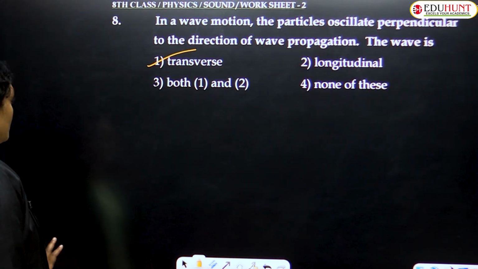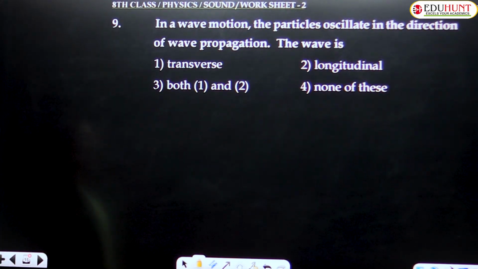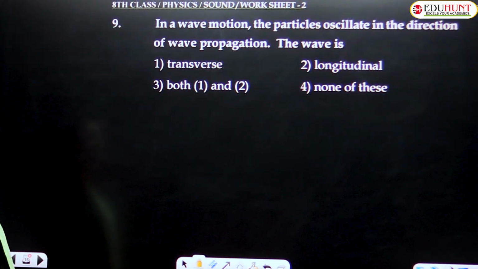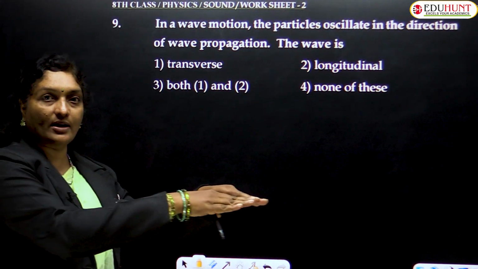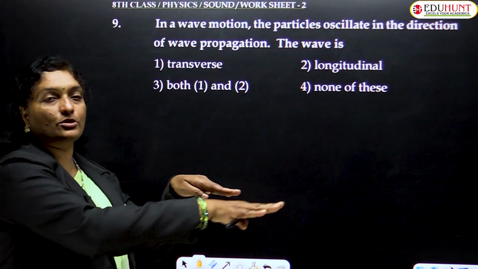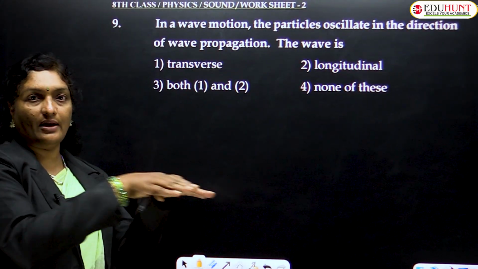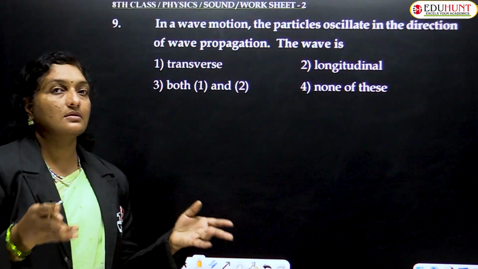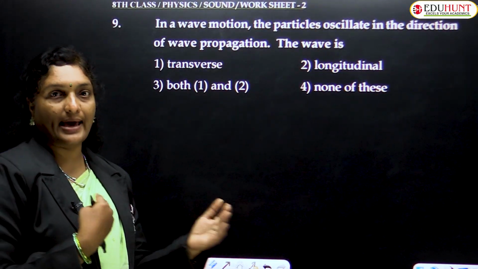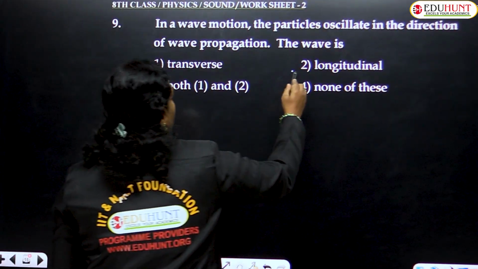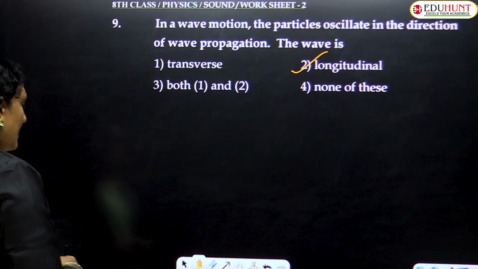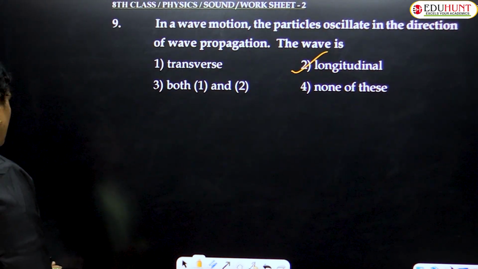Okay. So, now moving to the next question, the 9th one. In a wave motion, the particles oscillate in the direction of wave propagation. The wave is also traveling in one direction, that is parallel to the direction of propagation of the wave. The particles are oscillating. So, these types of particles moving parallel, to and fro, back and forth, whatever you consider, are longitudinal waves. Hence, for the 9th question, the second option, longitudinal waves, is true.